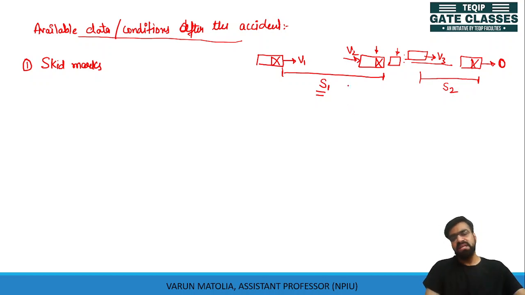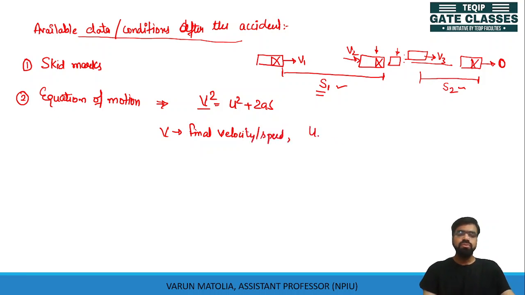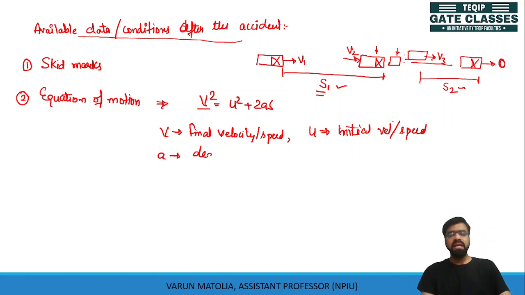So if we have these values on the road, we will use the equation of motion. Which equation of motion? v squared equals u squared plus 2as. What is v? v is your final velocity or speed. What is u? u is your initial velocity or speed. What is a? a is your deceleration.